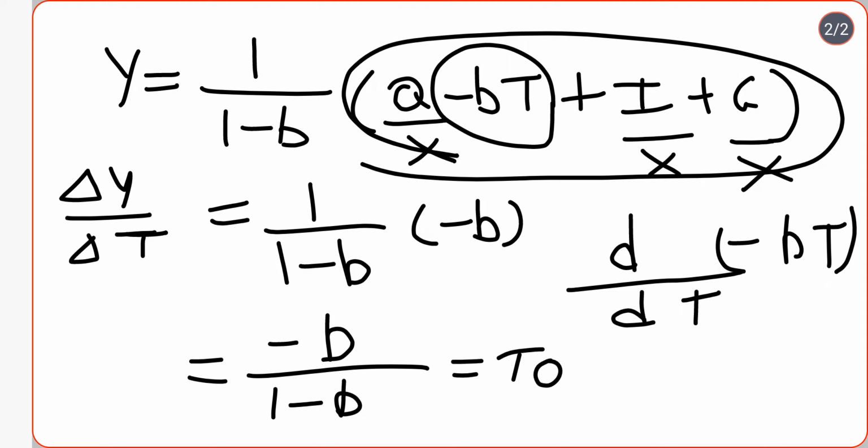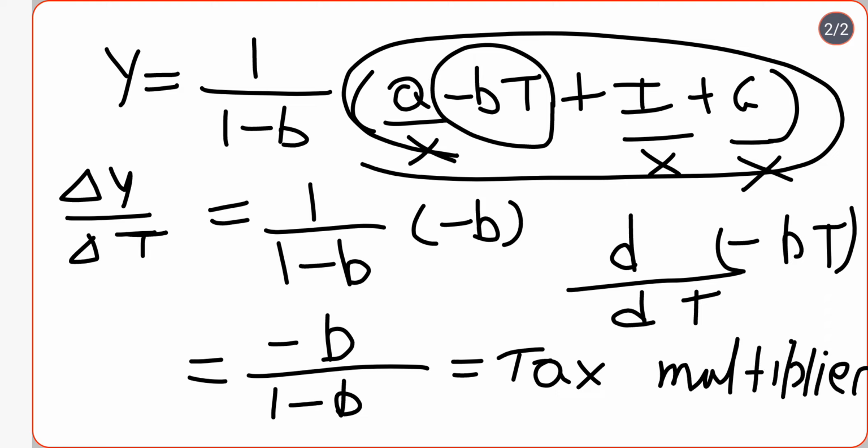Okay, so the tax multiplier tells us the impact of a tax change on income. What impact will the tax change create on income? That is what the tax multiplier tells us. Leading to the next topic, we are going to discuss the government budget multiplier.